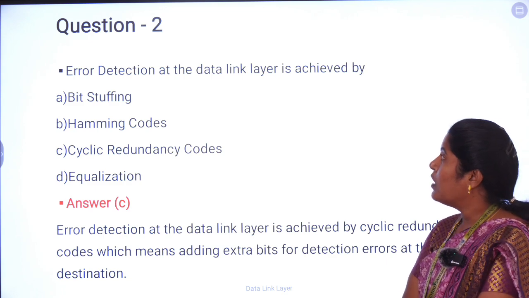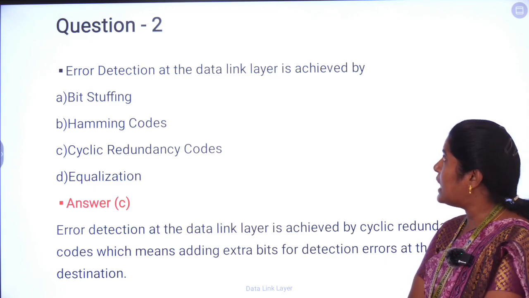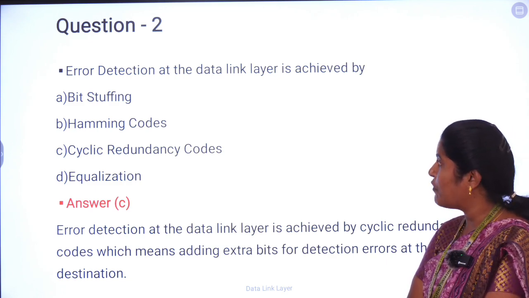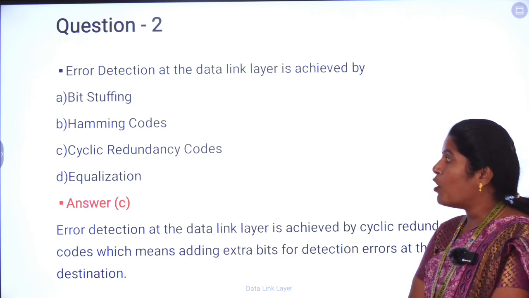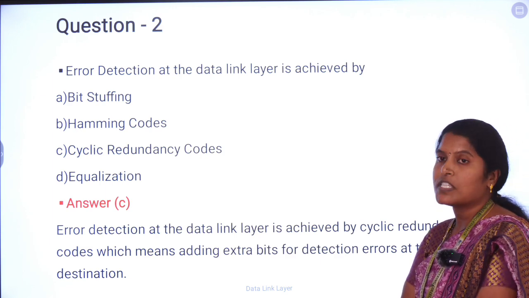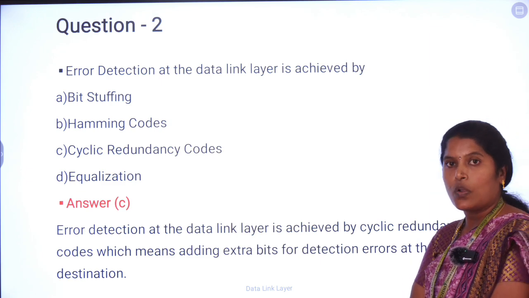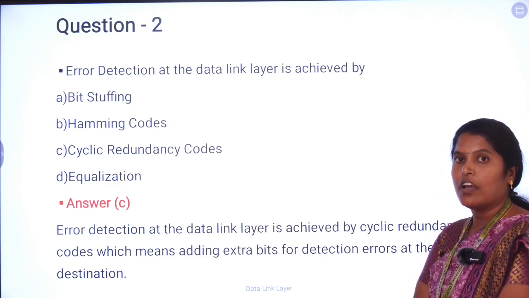Question number 2: error detection at the data link layer is achieved by bit stuffing, Hamming codes, cyclic redundancy codes, equalization. The answer is cyclic redundancy code, which is nothing but the error detection code present at the end of the frame.